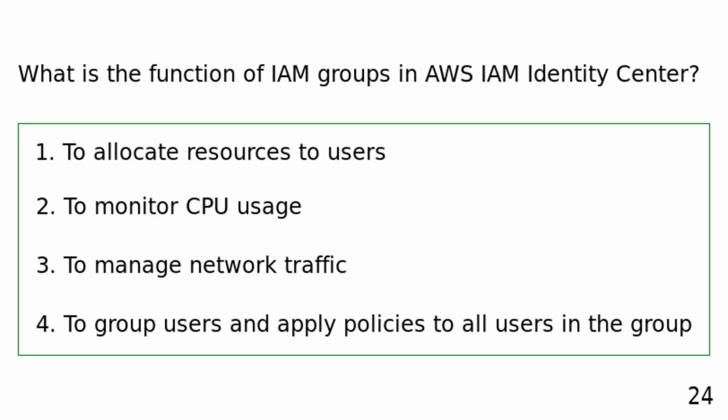What is the function of IAM groups in AWS IAM Identity Center? To allocate resources to users. To monitor CPU usage. To manage network traffic. To group users and apply policies to all users in the group.